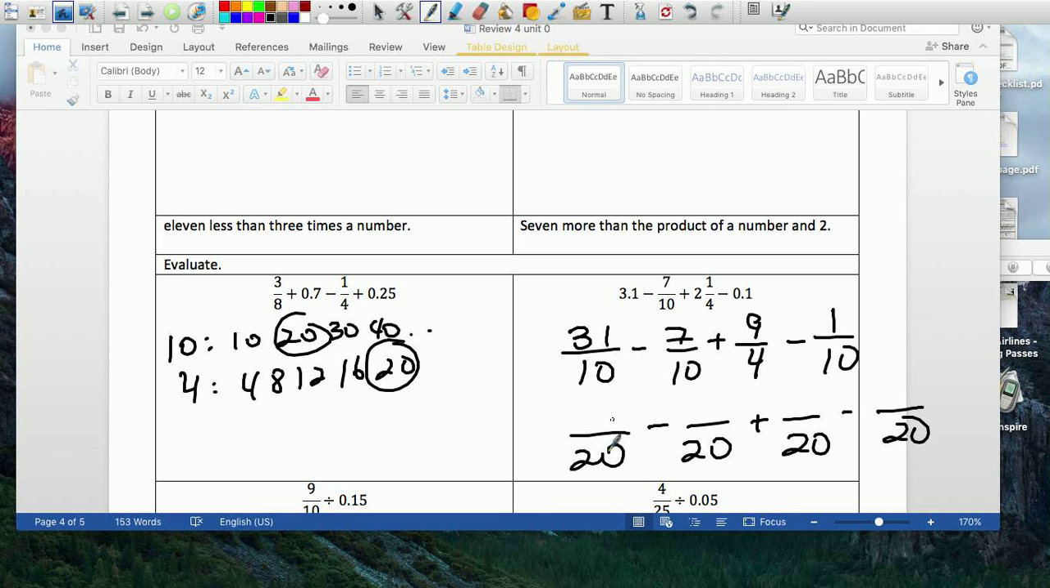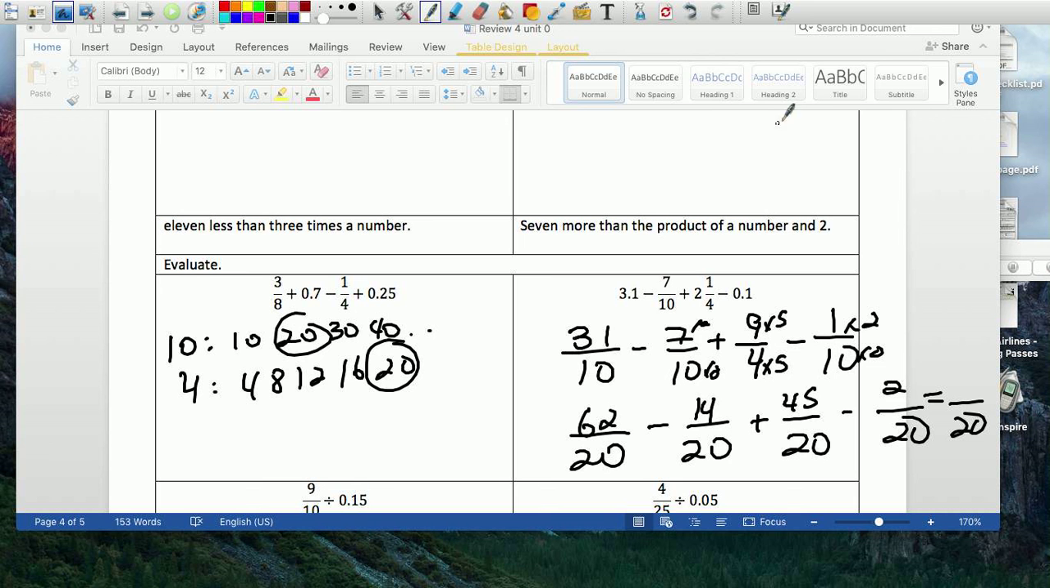So how did a 10 become a 20? Times 2, so it's 31 times 2 is 62. Again, it's times 2, so on top is times 2, which gives us 14. How did 4 become a 20? This one's a little bit different, times 5, so on top is times 5, which is 45. Times 2, so on top is times 2, so it's 2. So now we got all that.